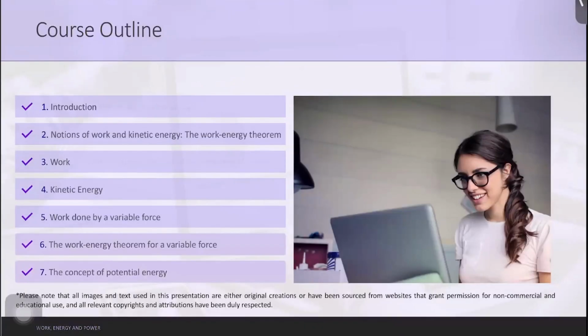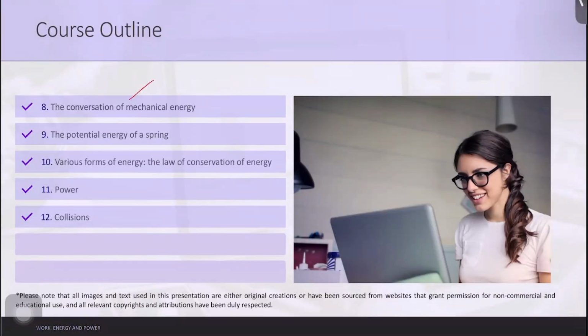So currently we are on the eighth topic, conservation of mechanical energy. So let's start the discussion directly. We can explain the course outline in the next chapter, and do a quick revision in the next part of the lecture series.